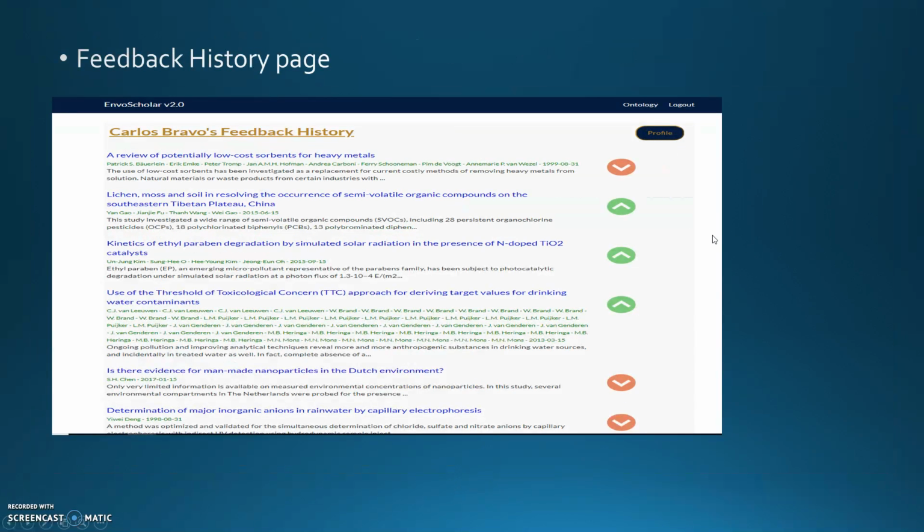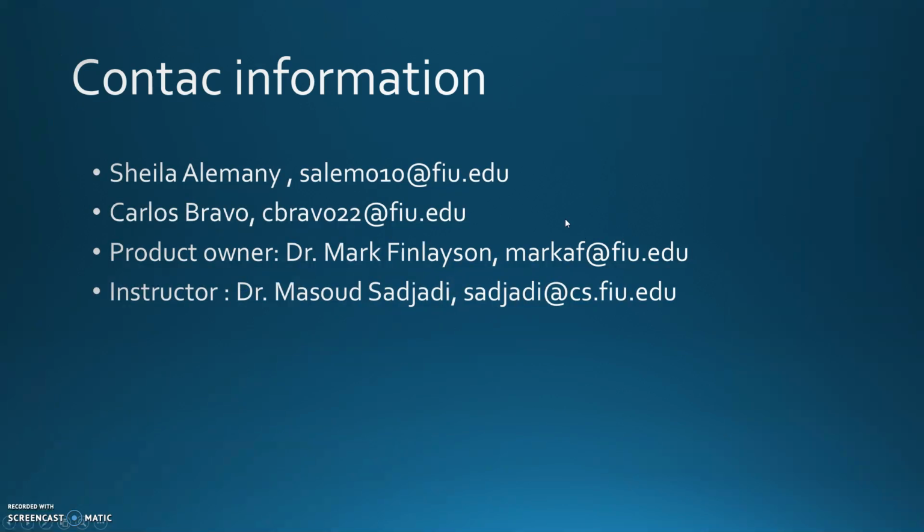Here's an example of a navigation. The feedback history, you can see all the articles that a person has rated, and you can see whether they liked it or not.